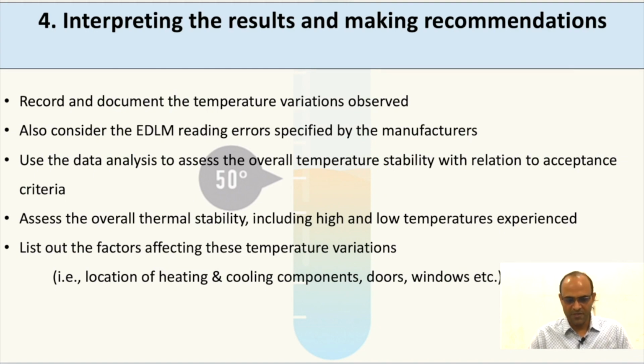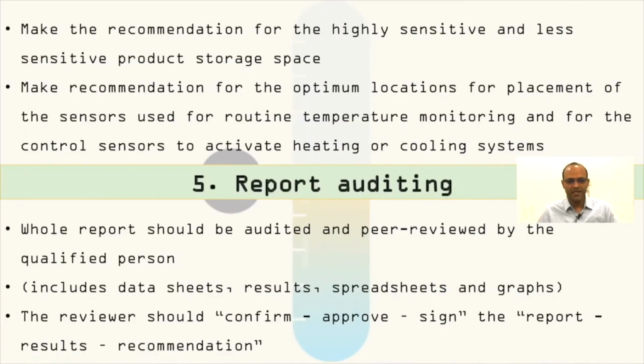Assess the overall thermostability, including the high and low temperature experience. List out the factors affecting these variations. For example, the location of heating and cooling components, doors, windows, access, or the person entering, the commodity which is loaded, or airflow. Make the recommendation for highly sensitive and less sensitive product storage space.